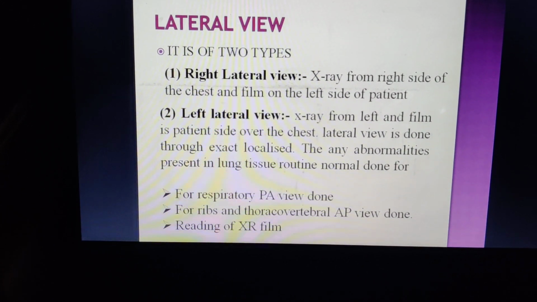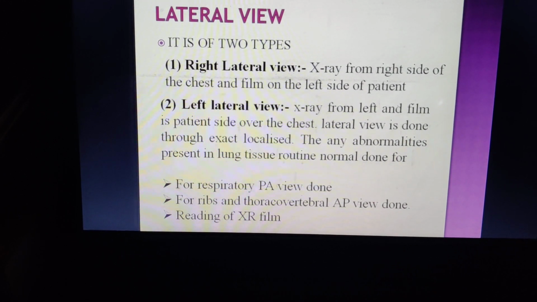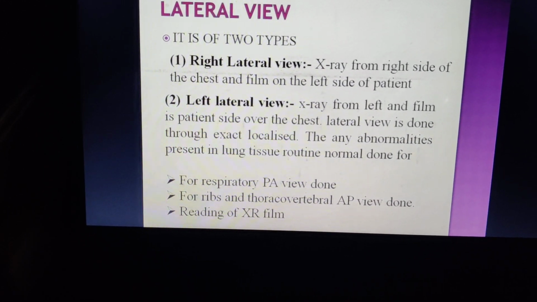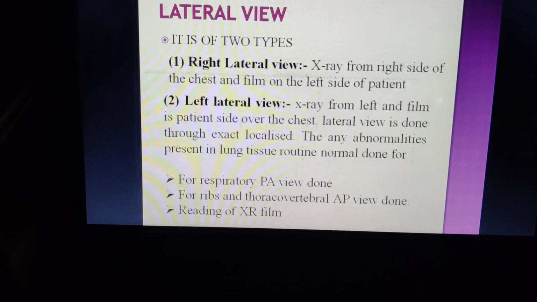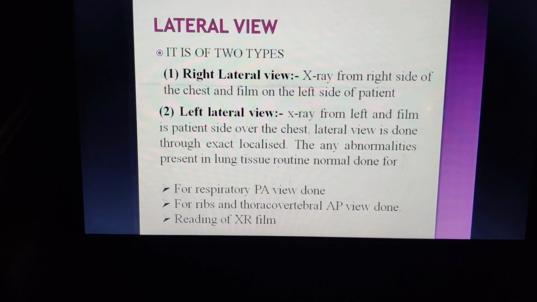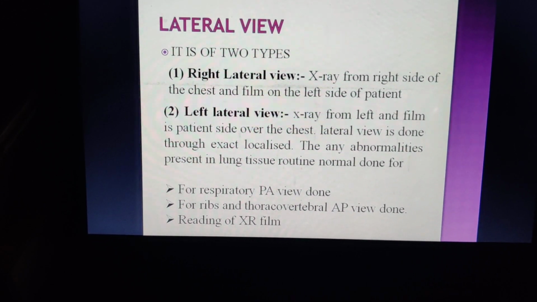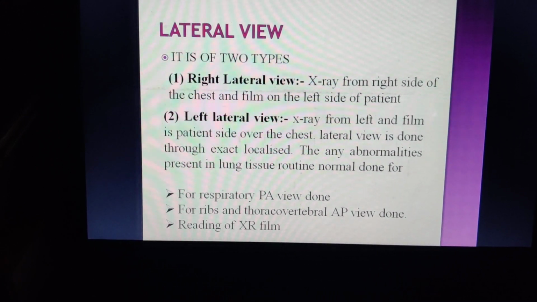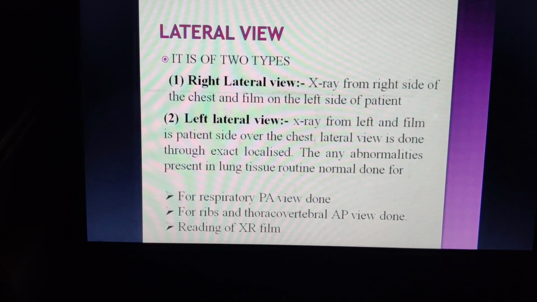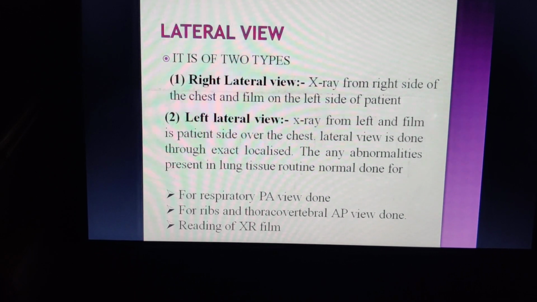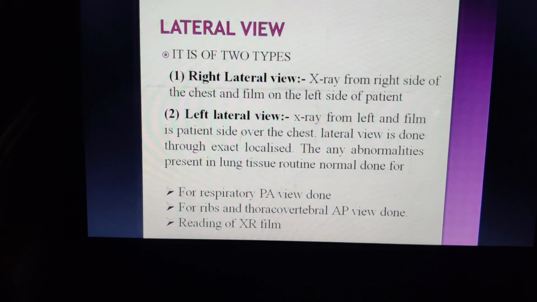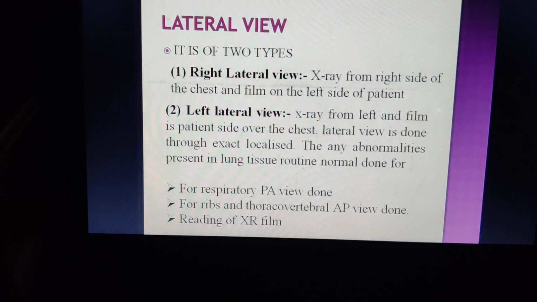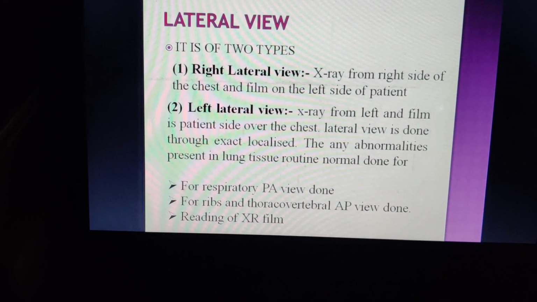The lateral view is of two types, as I told earlier: right lateral view and left lateral view. If the patient is standing and the X-ray is from the right side of the chest and the film is on the left side of the patient, it is known as the right lateral. If the X-ray is from the left side and the film is on the opposite side, then it is known as the left lateral.